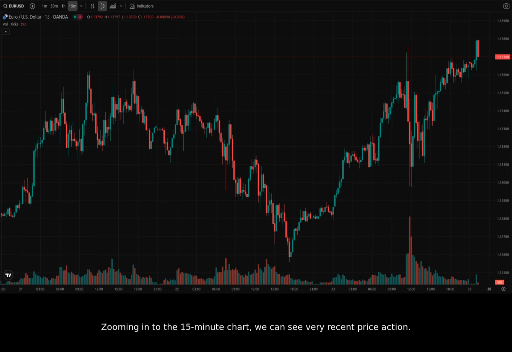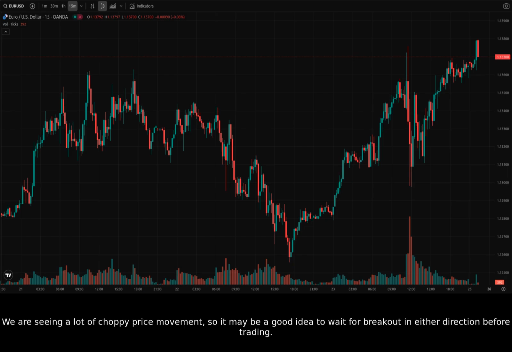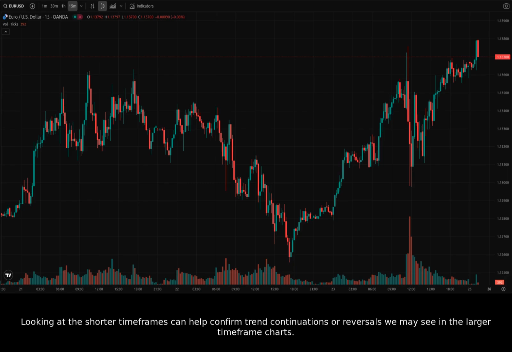Zooming into the 15-minute chart, we can see very recent price action. The EURUSD pair appears to be trading within a tight range. We are seeing a lot of choppy price movement, so it may be a good idea to wait for a breakout in either direction before trading. Looking at the shorter timeframes can help confirm trend continuations or reversals we may see in the larger timeframe charts.